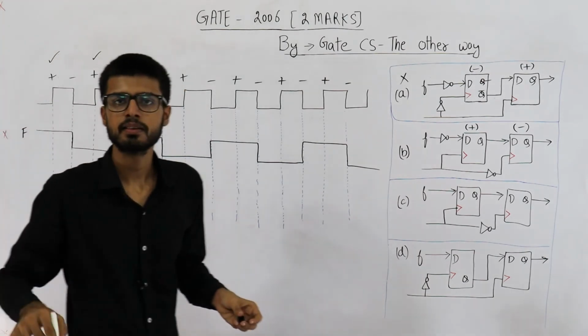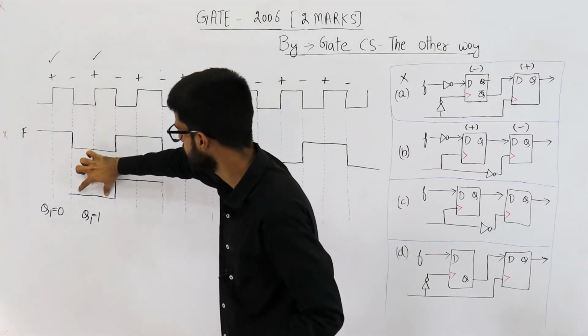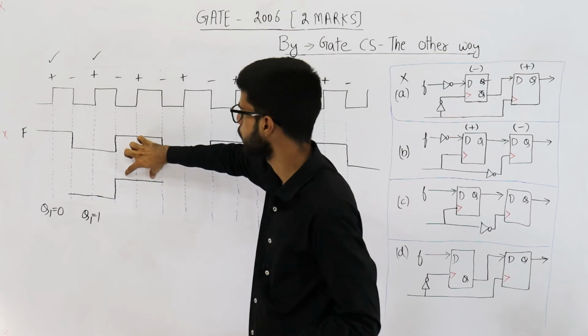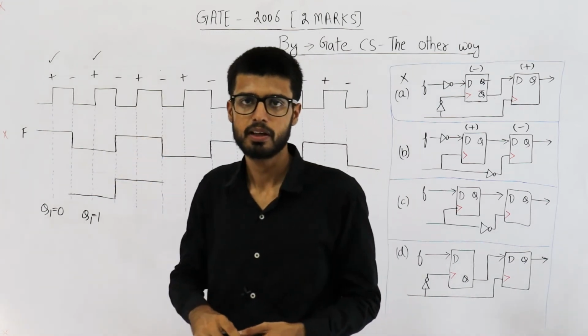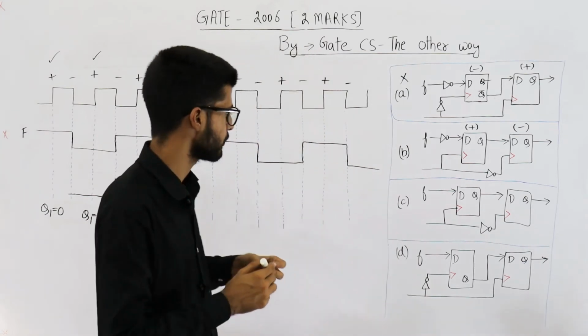You can see this is the exact same way. When value is 0, this value is also 0. When value is 1, this value is also 1. So B part cannot be our answer. At 0, we require 1. So let's see option C now.